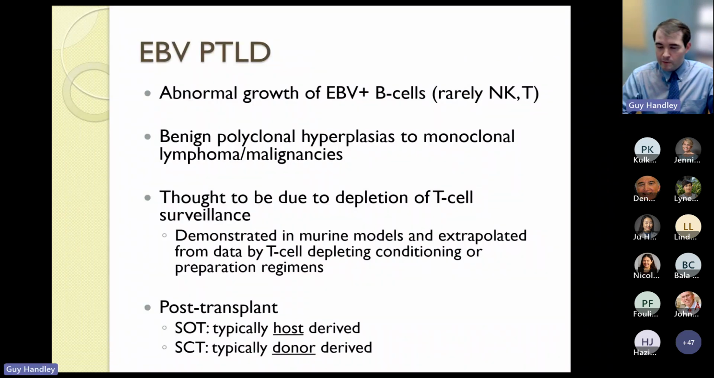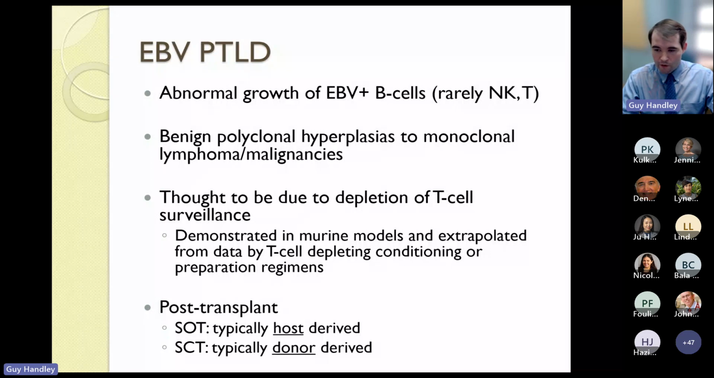So post-transplant lymphoproliferative disease essentially is just an abnormal growth of EBV positive B cells. It can also be NK or T cells, but B cells are the reservoir for EBV, so that's typically what you see. It can range from benign polyclonal hyperplasias, where you've got multiple different cell lines that are expanding, to very aggressive monoclonal populations, or even lymphoma. The crux of it is really just loss of T cell surveillance, and that's been shown in murine models. And we know from patients, if your conditioning regimen is T cell depleting, particularly T cell specific, you're at a higher risk of developing PTLD.